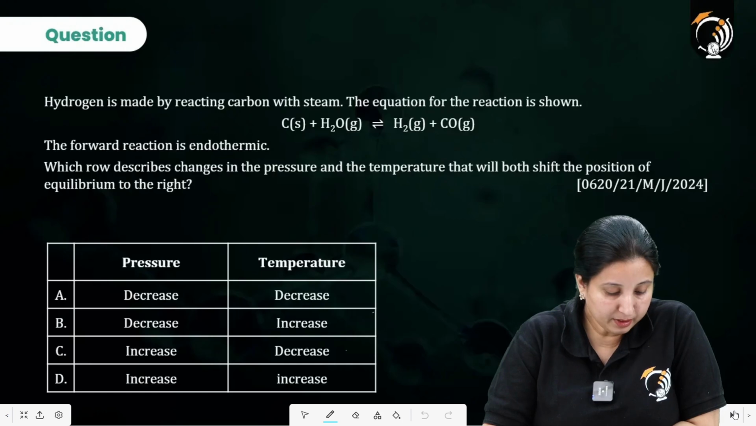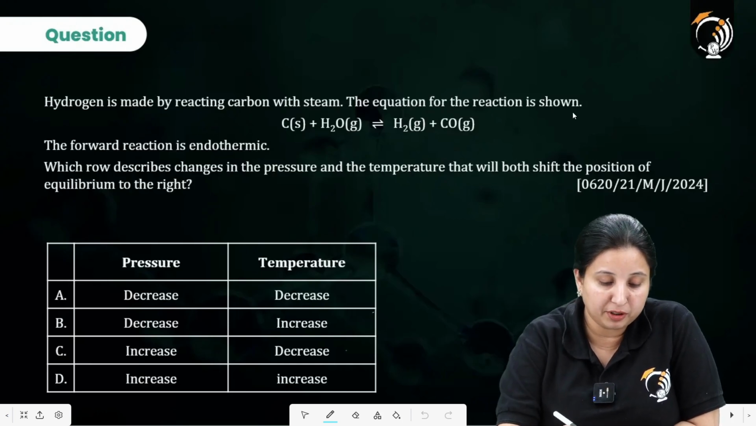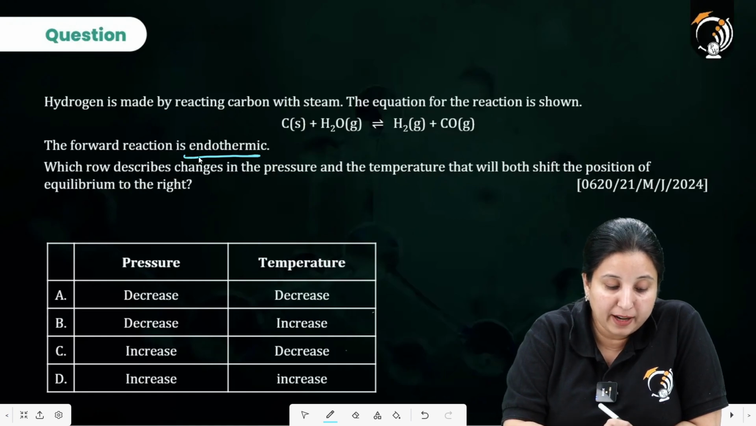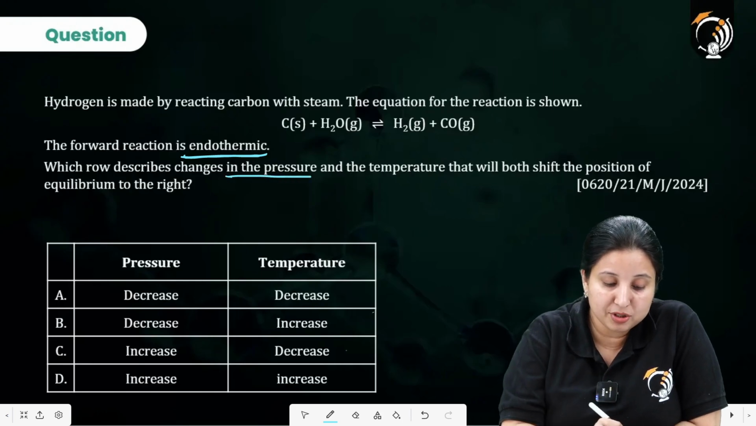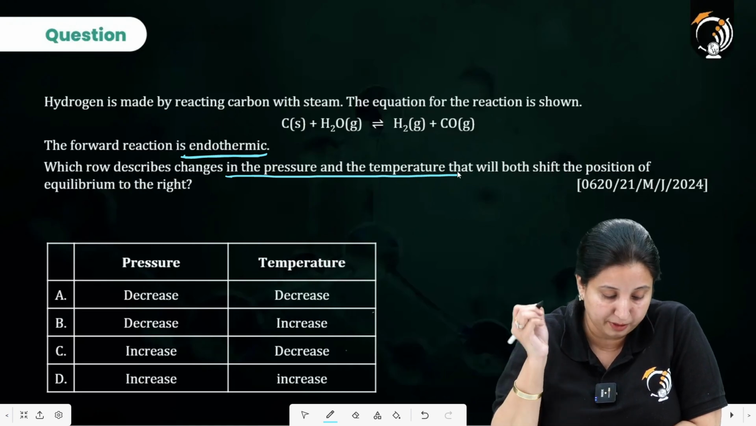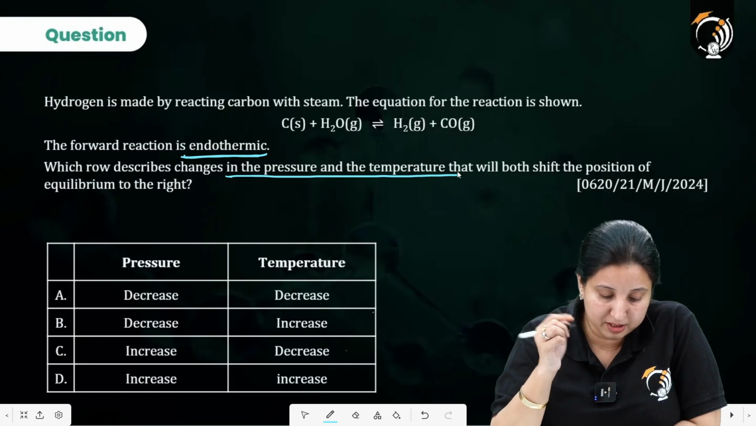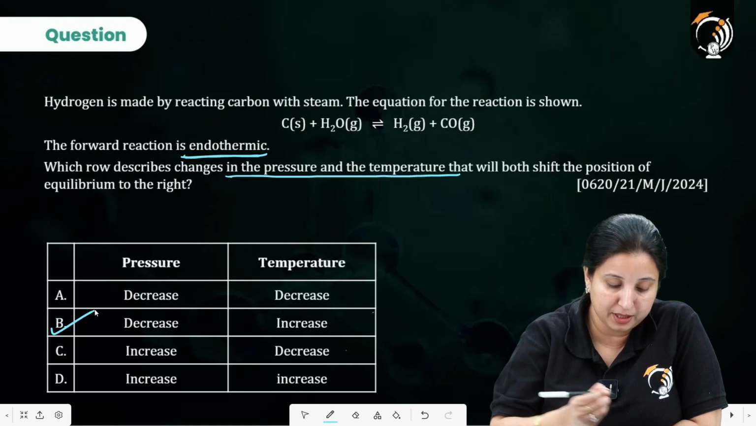Next. Hydrogen is made by reacting carbon with steam. The equation for the reaction is shown. The forward reaction is endothermic. Now look, it is reverse. So which row describes the changes in pressure and temperature that will shift the position of the equilibrium to the right? So now it is reverse. So we should have the decrease in pressure and increase in temperature. So option B is going to be our answer.